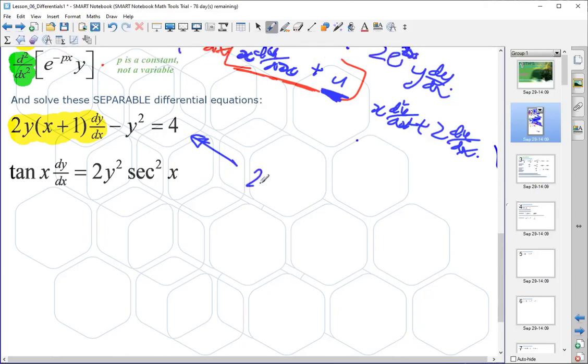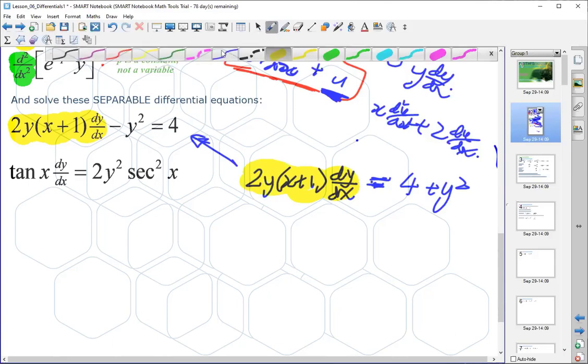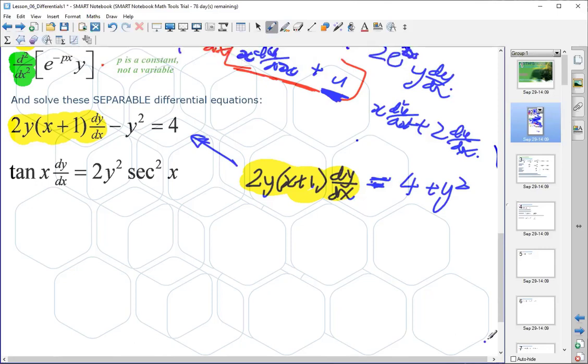So that gives us 2y brackets x plus 1 dy by dx equals 4 plus y squared. Okay, so we've isolated the dy by dx term. Now, using only multiplication and division, we want all the y's on the left-hand side, where the dy by dx is, and all the x's on the other side. So when you start speaking, either start with the words divide by something, or start with the word multiplied by. Don't start with anything else.